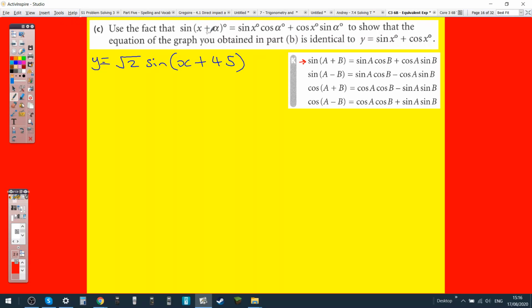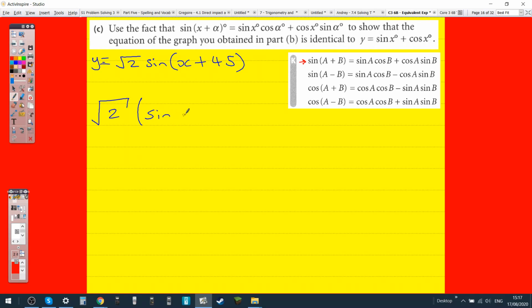Use the fact that sine x plus alpha is identical to this. Okay, let's expand this using our identity. What do we get? So, do I have to do root 2 sine x cos 45 plus cos x sine 45? Yeah. What is cos 45?